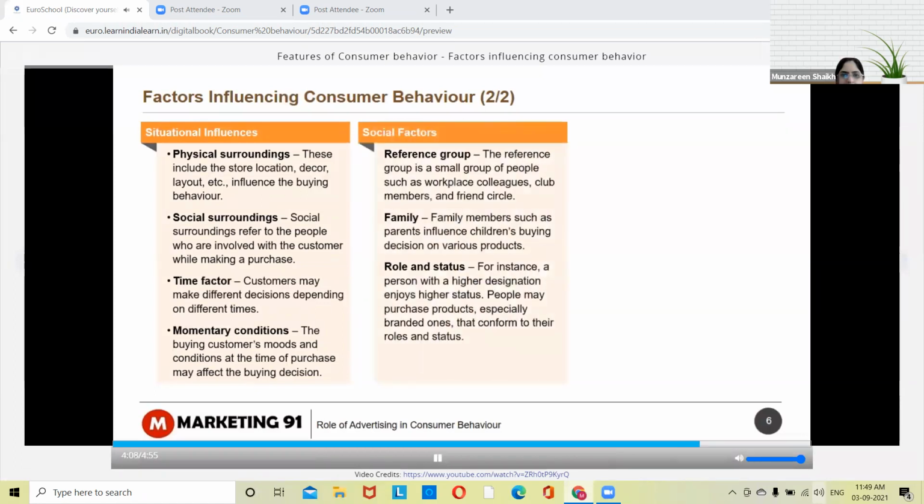Social factors include reference group, which is a small group of people such as workplace colleagues, club members, and friend circle. Family members such as parents influence children's buying decision on various products. And the role and status. For instance, a person with a higher designation enjoys higher status. People may purchase products, especially branded ones, that conform to their roles and status.